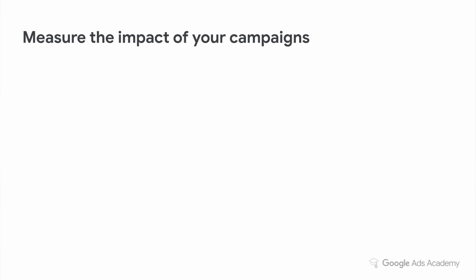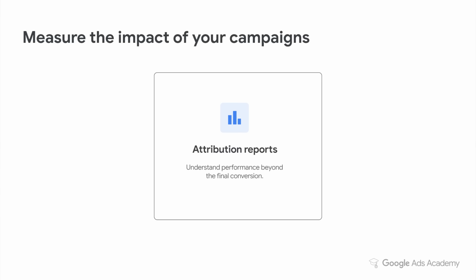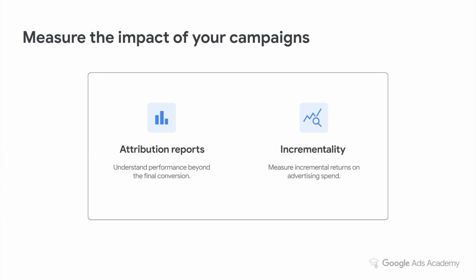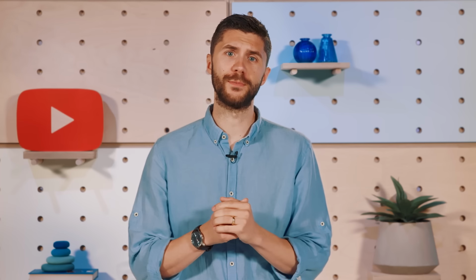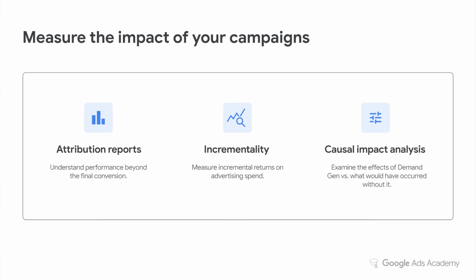There are 3 ways that we can help you measure impact of your campaigns. The first, understand performance beyond the final conversion through attribution reports. Data-driven attribution can give you a deduplicated view on how Google campaigns can complement each other, for example, Demand Gen and Performance Max. The second point here is measure incremental return on advertising spend through conversion lift. Lift studies can help you see your ad spend is paying off, both by driving lift on KPIs and yielding incremental conversions. And the third is examine the effects of Demand Gen versus what would have occurred without it through causal impact analysis.